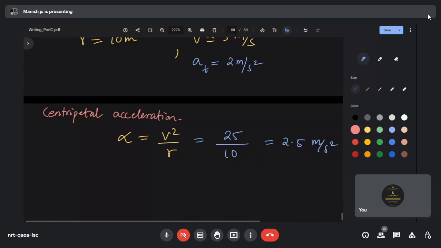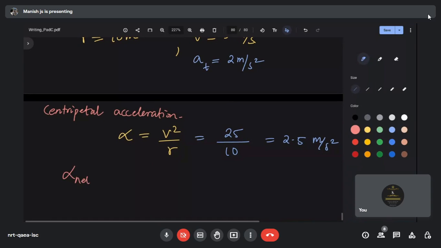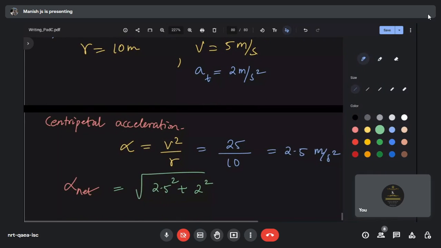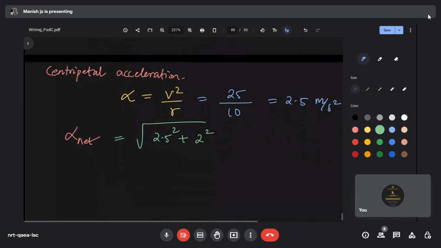But it is increasing at the rate of 2. So what is your net acceleration? It's under root of 2.5 the whole square plus 2 square. So you need to consider both to find out the net acceleration. Acceleration at the increasing rate also plus the acceleration you found out at the instant of time. So ரெண்டும் you need to consider. So இத வந்து simplify பண்ணுங்க. So when you simplify this, what are you getting? 6.25 plus 4.